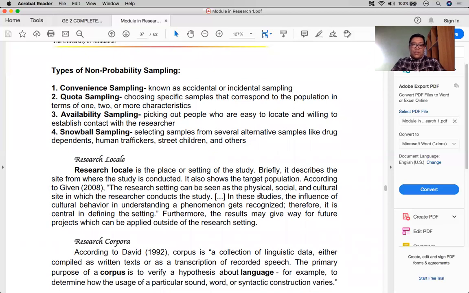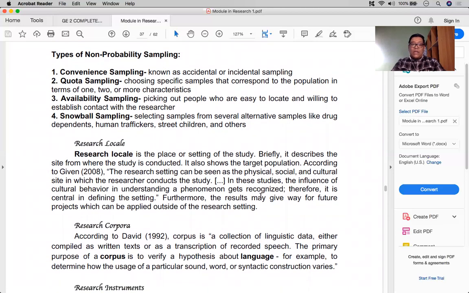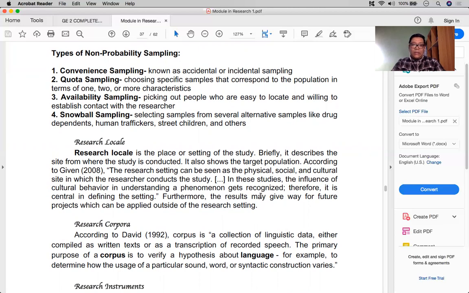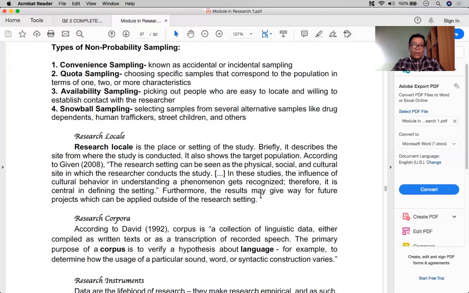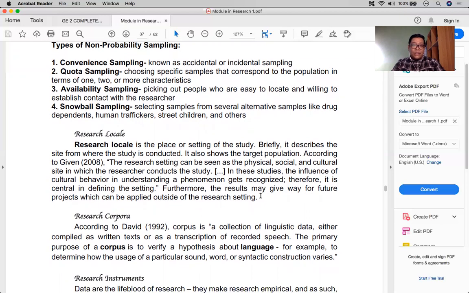Apart from the sampling procedure, you also need to take note of the research locale. So I'm sure most of you are familiar already with this one. Locale is the place or setting of the study. So this is where you will conduct your paper. Briefly, it describes the site from where the study is conducted. It also shows the target population.